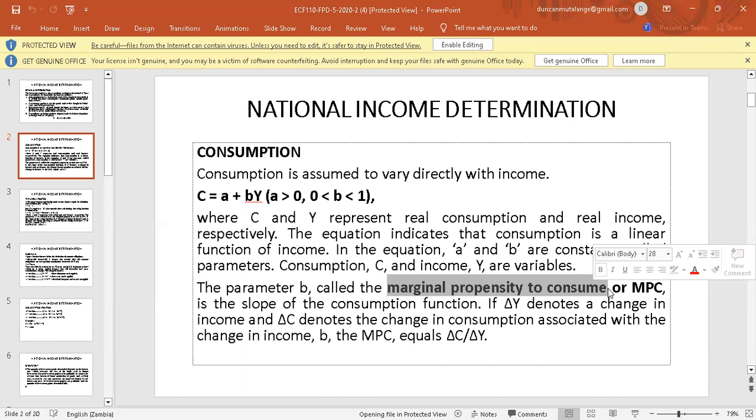So maybe let me pick Sydney. Sydney, maybe you can help us, okay? Let's say Sydney, you're getting paid 1,000 kwacha, right? Now, you know, income, you can only do two things to income. You can either spend it, which means you consume it, right? Or you can save it up, isn't it?